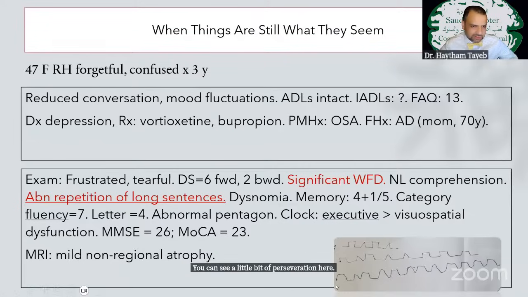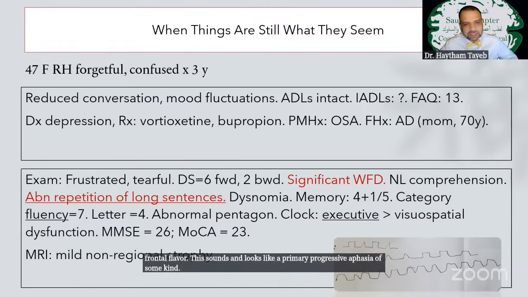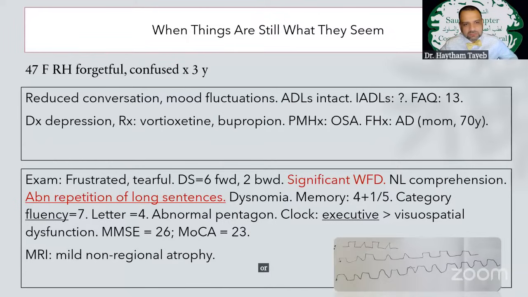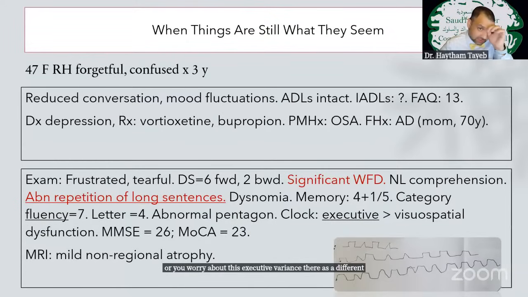So you look at her and you get frontal flavor. This sounds and looks like a primary progressive aphasia of some kind, or you worry about an executive variant as a differential diagnosis of AD. But you really think this is a PPA, at least that's how I thought. On her MRI, she had mild but global non-specific atrophy. And she was young, remind you, 47.